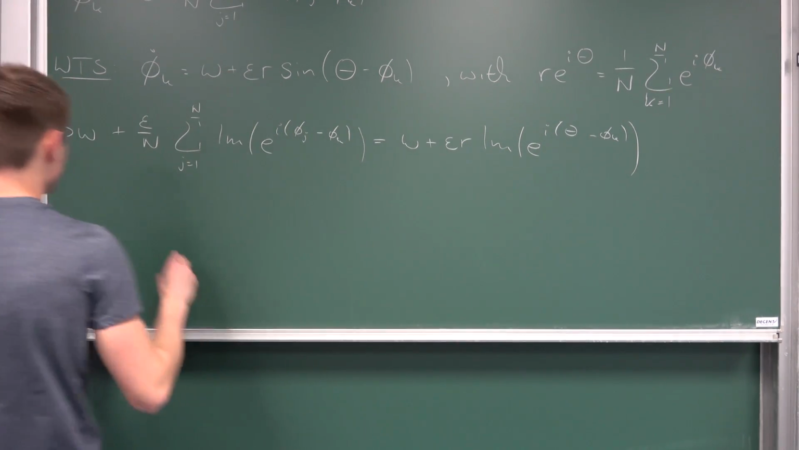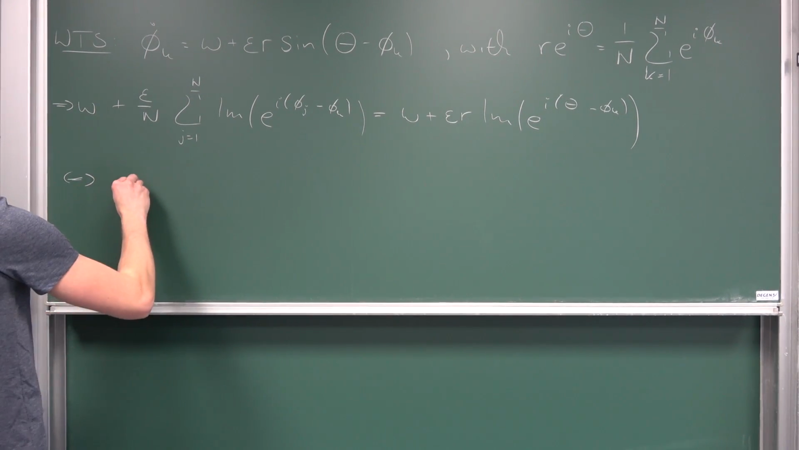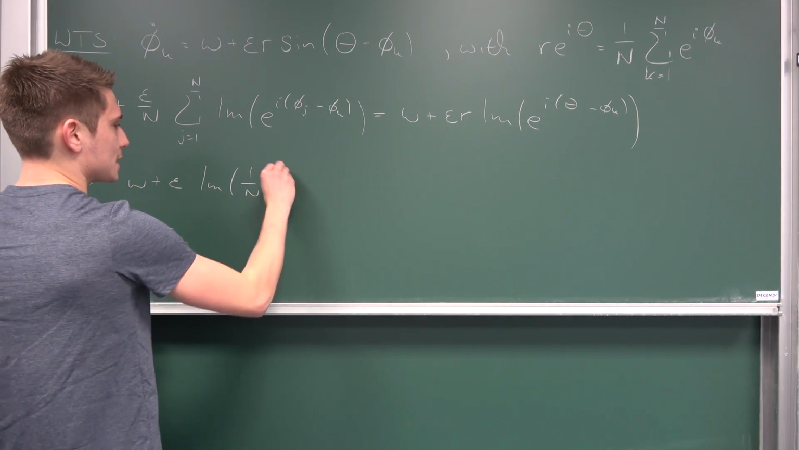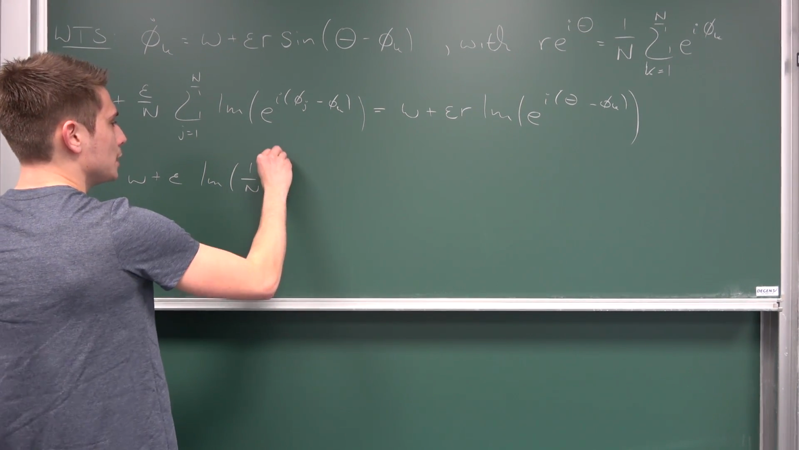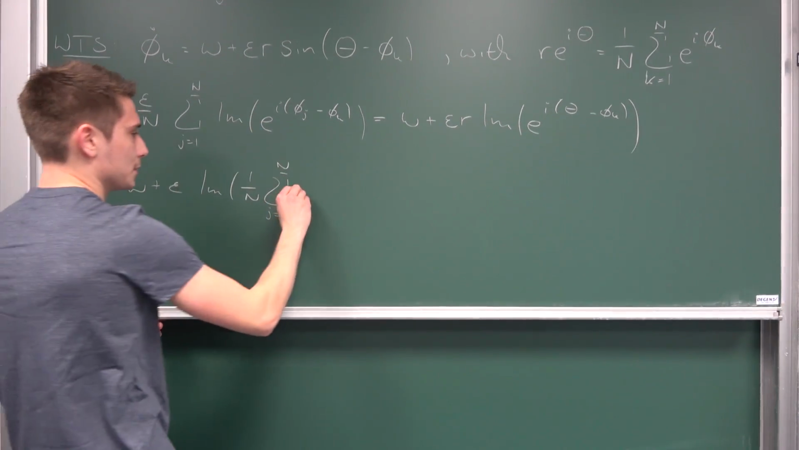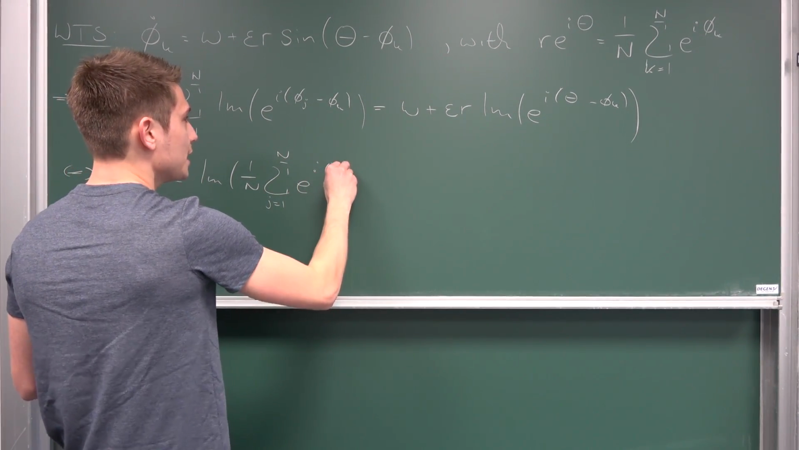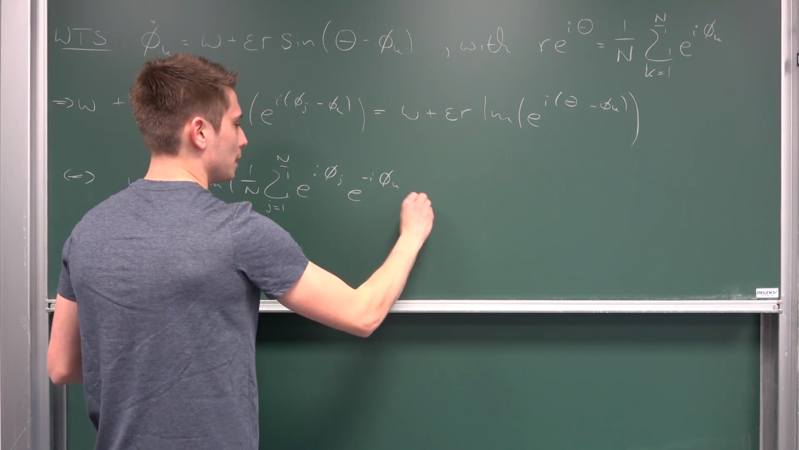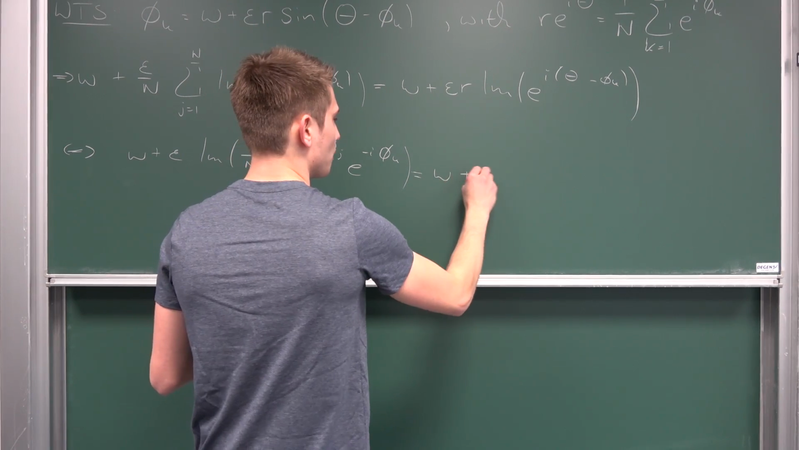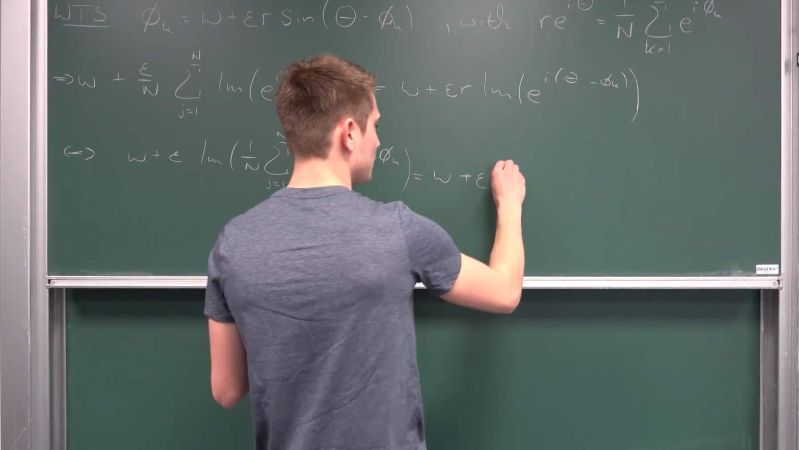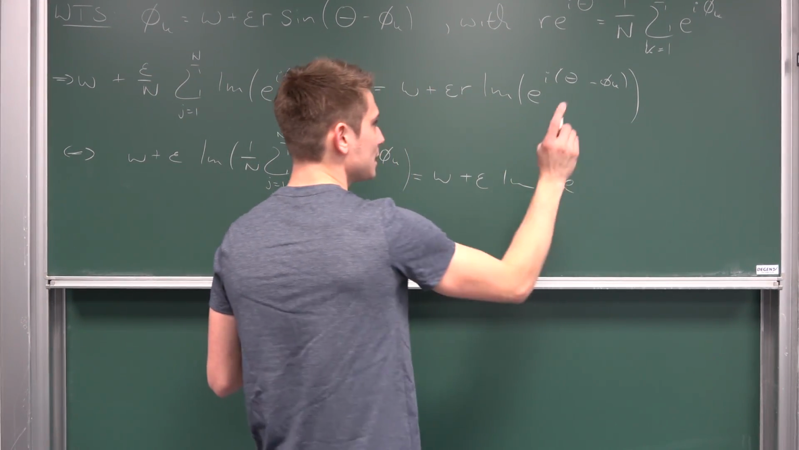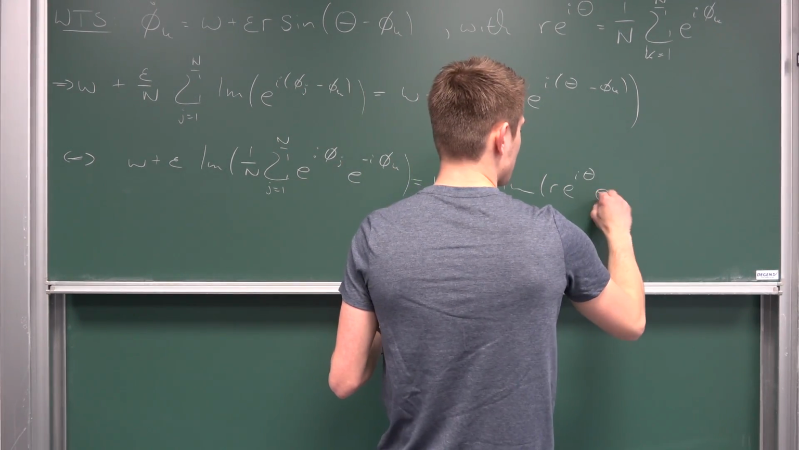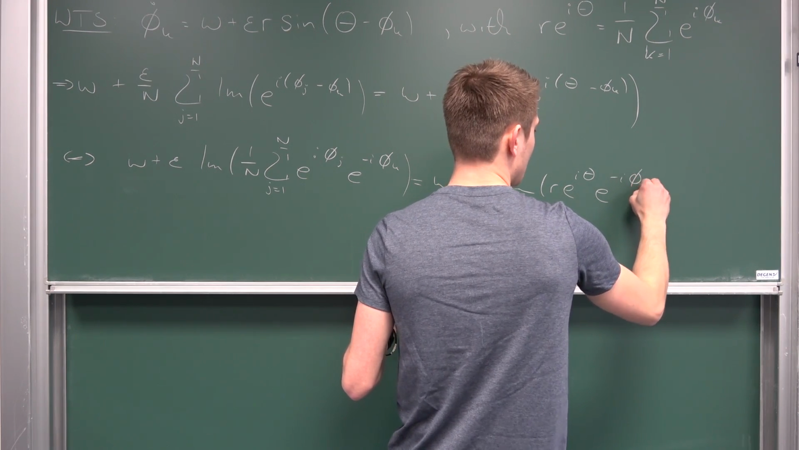Meaning, what that actually means is that this right here is nothing but omega plus epsilon times the imaginary part of 1 over n times the sum running from j equals 1 to capital N. Also, we can break this up into e to the i times phi j times e to the negative i phi k, being equal to omega plus epsilon, bringing the r to the inside, the imaginary part of r times e to the i, okay, capital theta right here, times e to the negative i phi k.